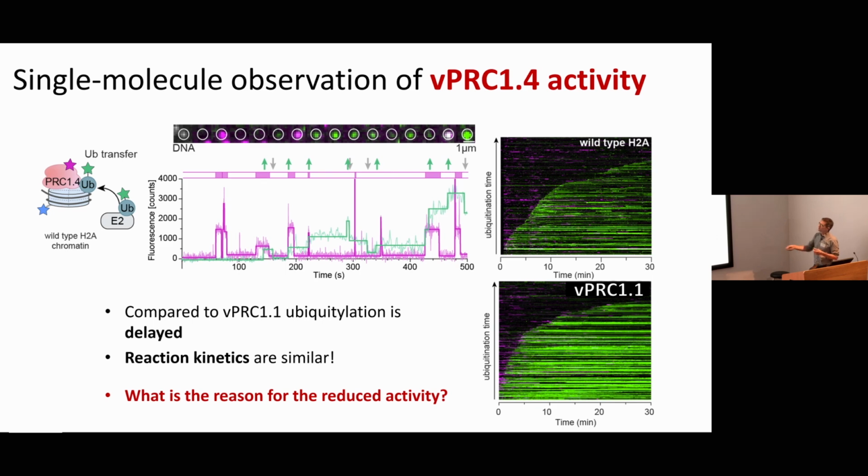So if we now take PCGF4 containing complexes, we can again perform the experiment. We see again individual ubiquitin transfer reactions. So it works quite well, but if we compare this PRC1.4 versus PRC1.1 that we measured earlier, we observe that it takes longer for PCGF4 to deposit ubiquitination. So what is the reason?